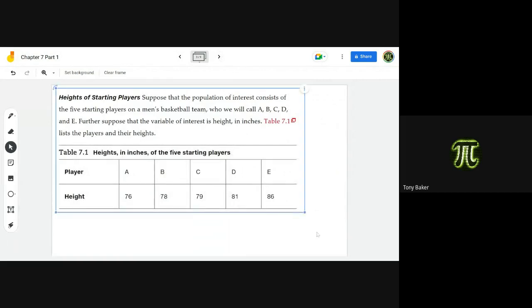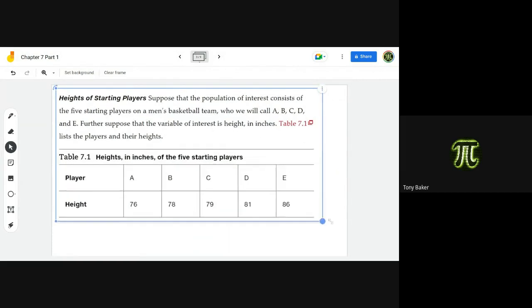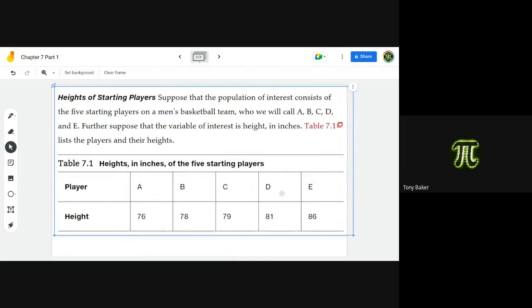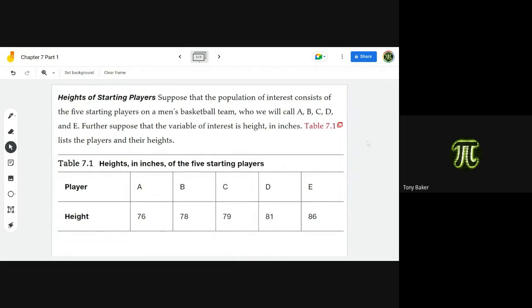So we're going to take the height of starting players. So when you're playing basketball, it's March Madness. One UConn team's in, one UConn team's not. Fortunately, unusually, it's the opposite of what normally happens at this time of year.